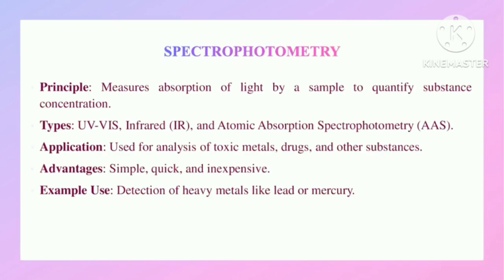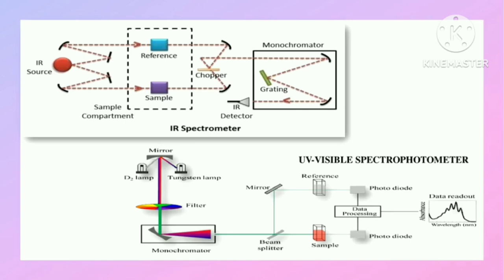Now coming on to spectrophotometry. Spectrophotometry works on the principle of absorption of light by a sample to quantify substance concentration. Types of spectrophotometry: ultraviolet visible spectrophotometry, infrared spectrophotometry, and atomic absorption spectrophotometry. The ultraviolet visible spectrophotometry is cost effective, simple, and versatile. It is a non-destructive analytical technique suitable for a large spectrum of organic as well as inorganic compounds. It is used for qualitative as well as quantitative analysis, which determines both the presence and amount of certain substances.